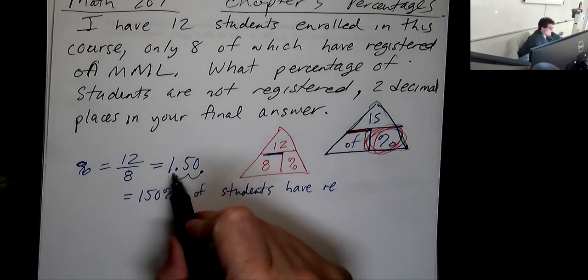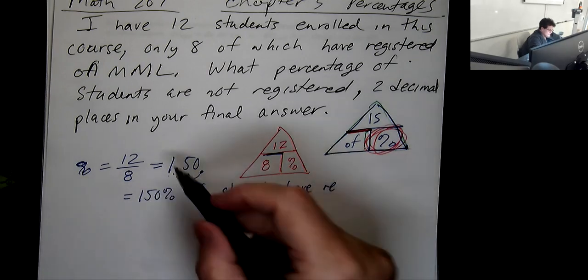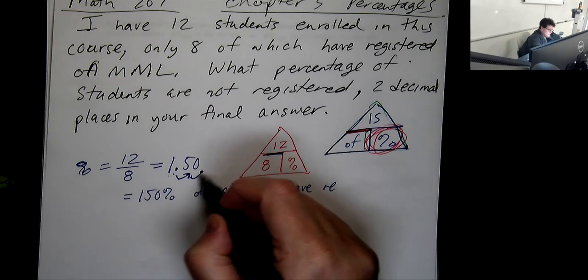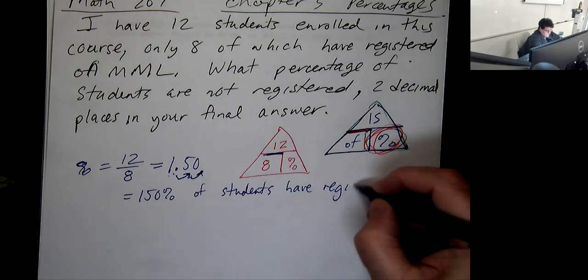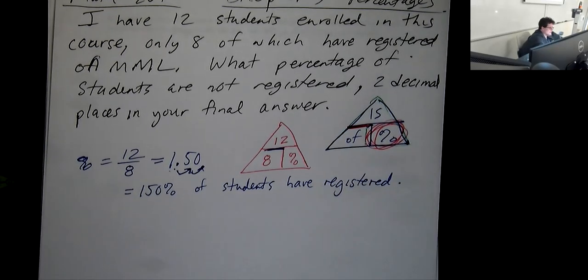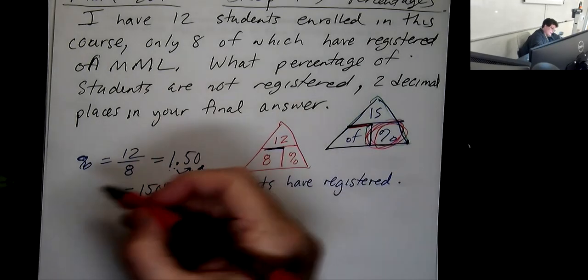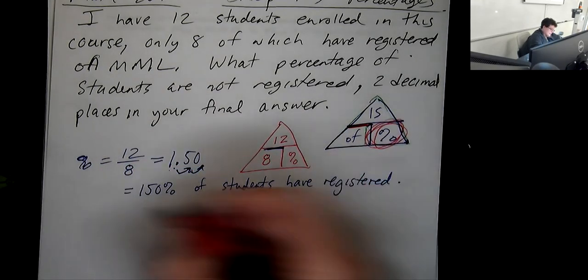You get 1.5, but the decimal is not the percentage. Remember, to get it as a percentage, we move the decimal point right twice, or multiply by 100. Does that logically make sense? 150% of students have registered. That doesn't make sense, so this can't be it. So it was worth a try.